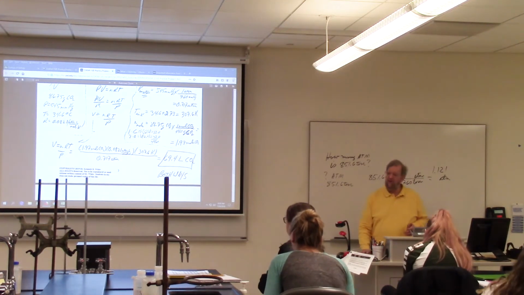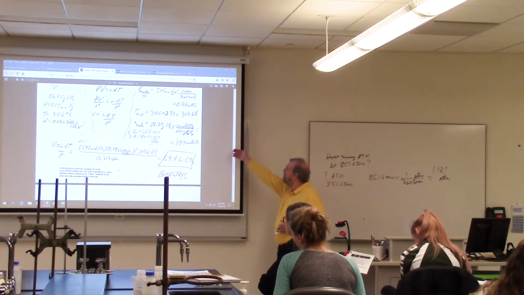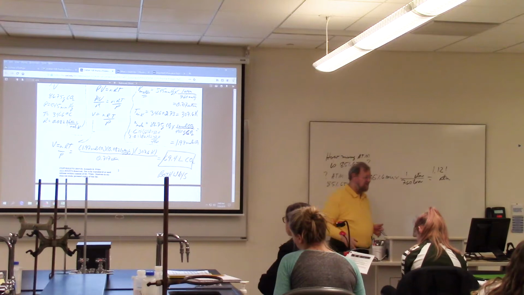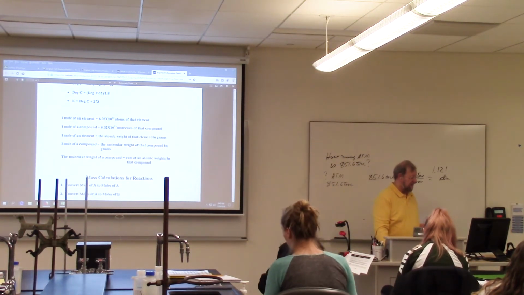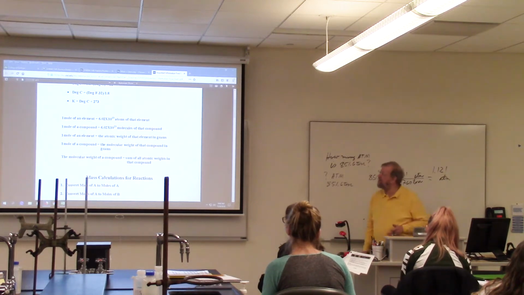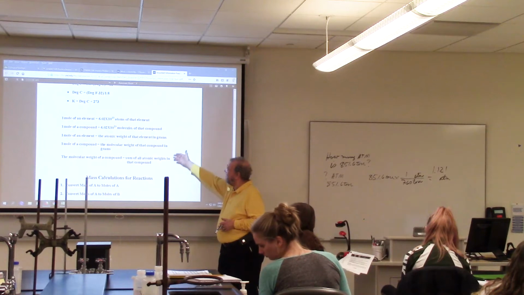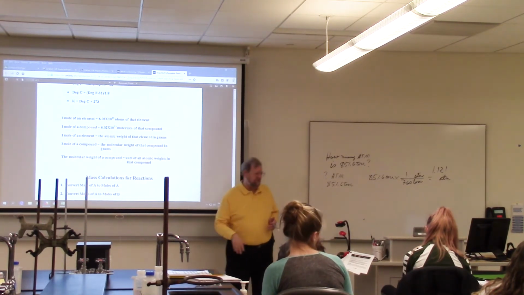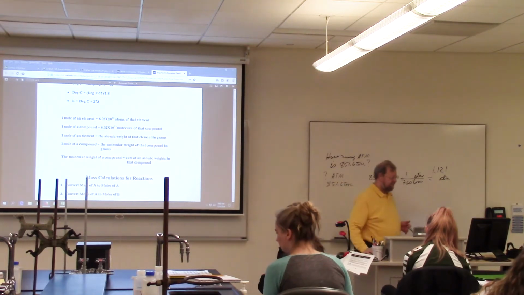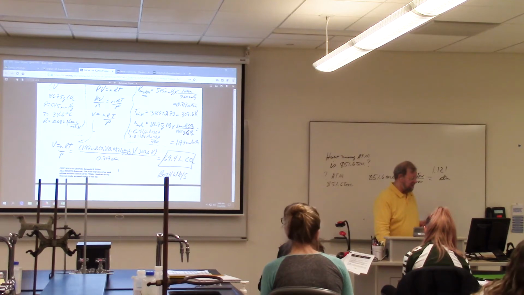Finally, n is moles. You're given the grams of CO2. You want to go to moles of CO2. In case you forgot, let's go back here. 1 mole of a compound equals the molecular weight of that compound in grams. And the molecular weight is the sum of all atomic weights.